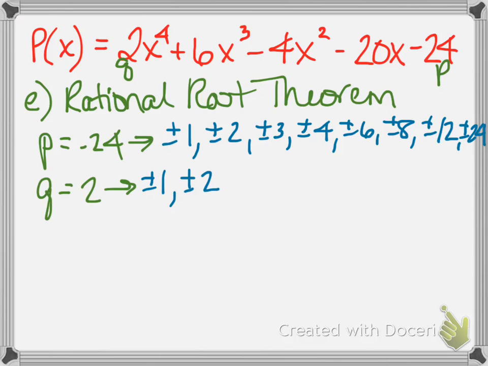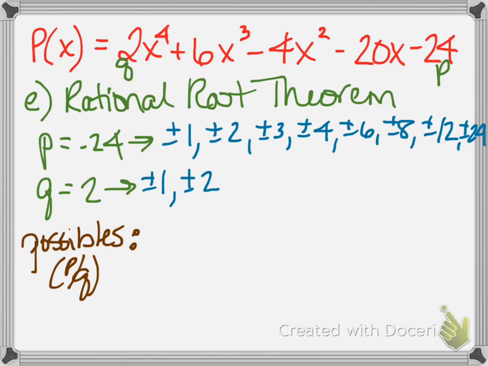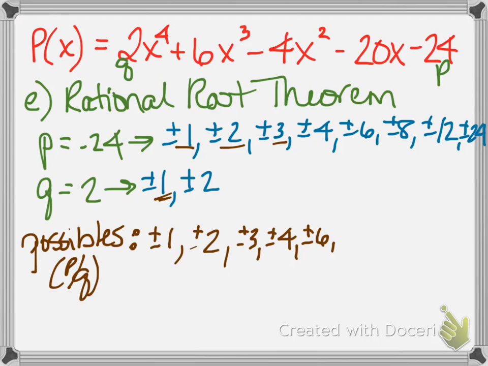So now we divide to find our possibles. We divide P over Q, and that's how we get our possible rational roots. So I'm going to take 1 and divide it by 1, that gives me 1. Then 2 divided by 1 is 2. 3 divided by 1 is 3. 4 divided by 1 is 4, 6 divided by 1 is 6, 8 divided by 1 is 8, 12 divided by 1 is 12, and 24 divided by 1 is 24.